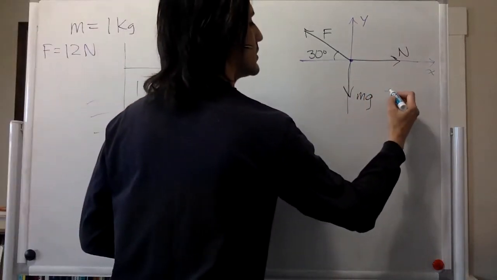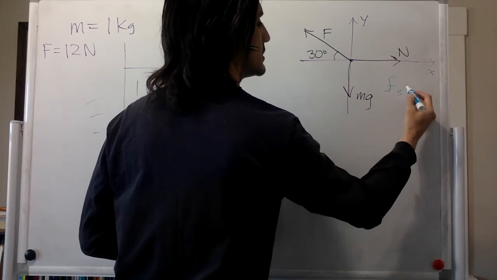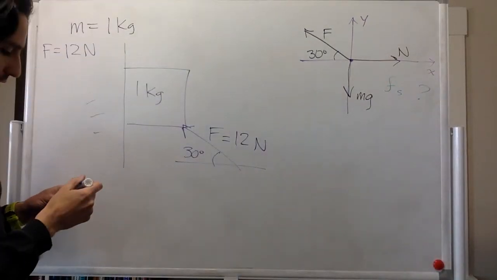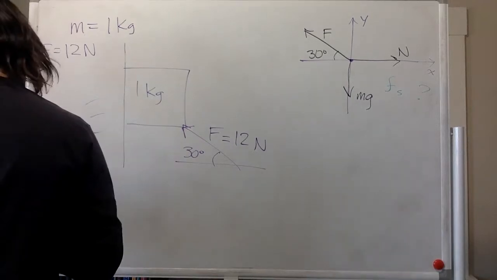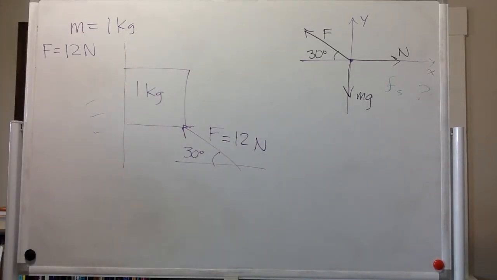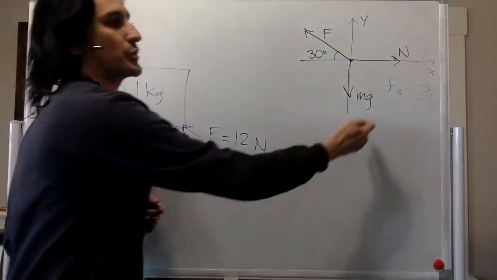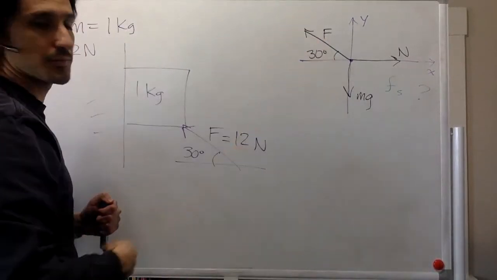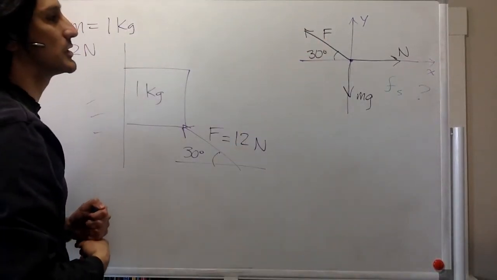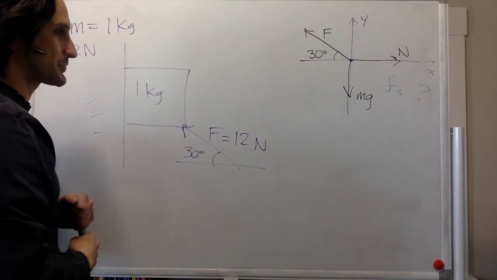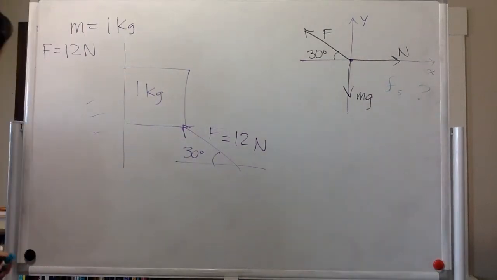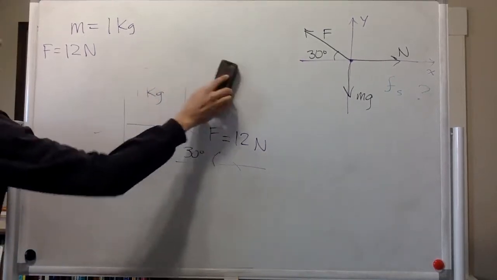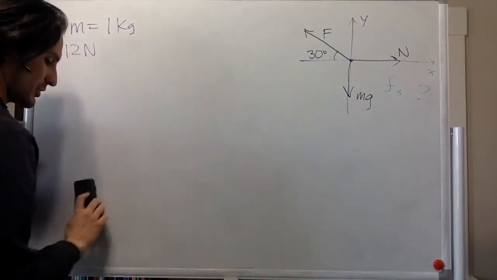And then we have friction. Static friction, but we don't know in what direction the friction is going to go. We know that friction is going to oppose motion, but we don't know in which direction, if at all, the motion is going to be. Okay, so the first thing that we have to do, I guess it's the 13th thing or so.